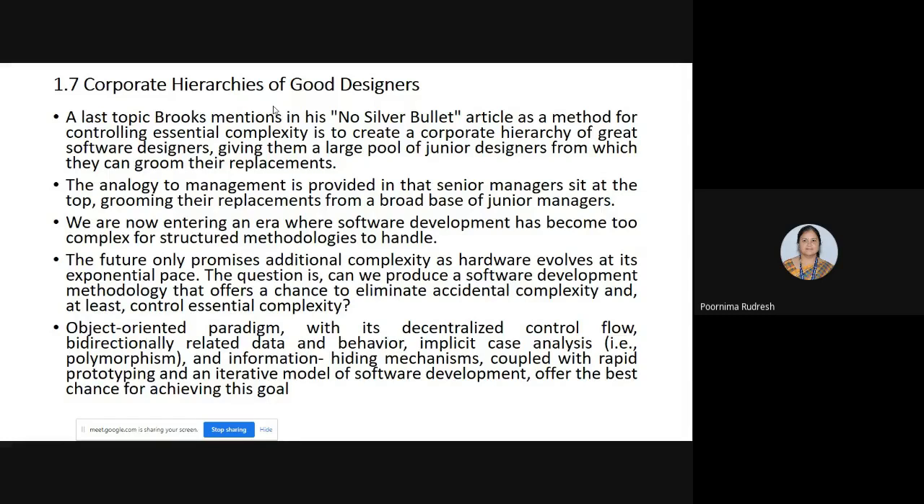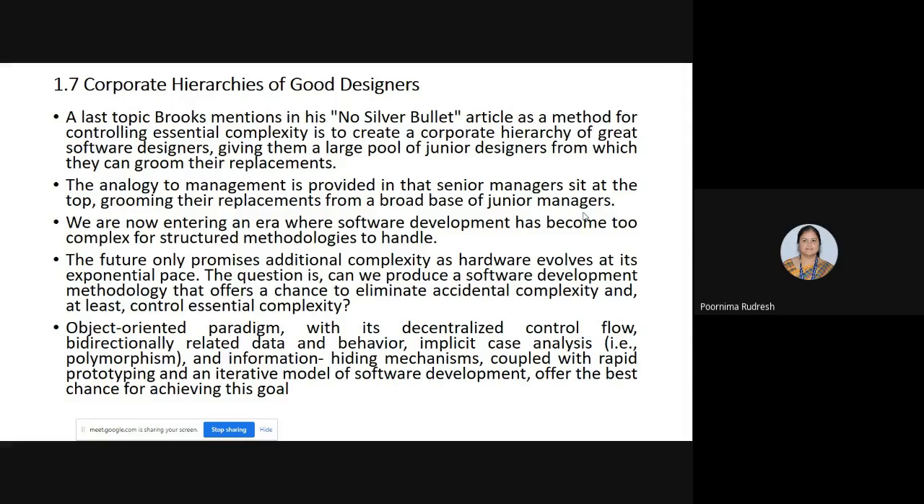Along with that, one more hierarchy is given, called the management hierarchy. At the top we have the senior managers, and below the senior managers junior managers are allotted. That is the analogy to management: senior managers sit at the top level and groom their replacements from a broad base of junior managers. At the top, senior managers will be there, and at the bottom, junior managers.